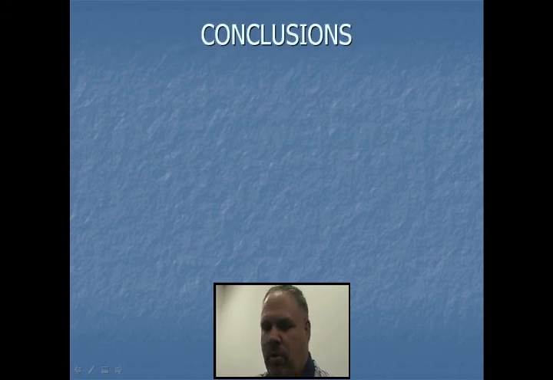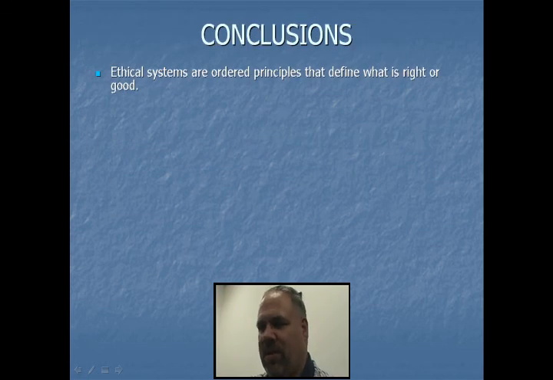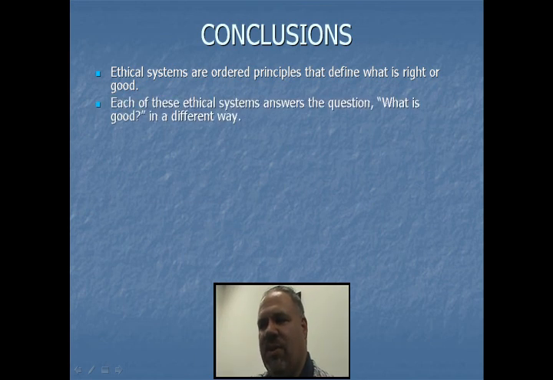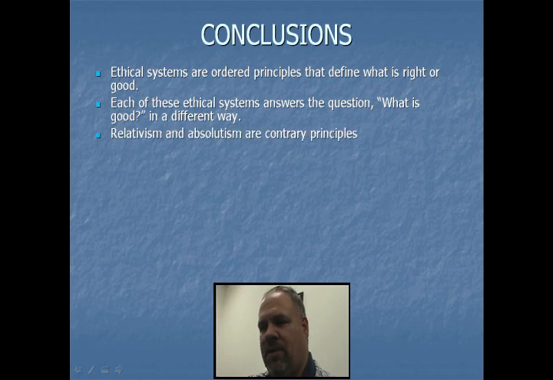So here are the conclusions. Ethical systems are ordered principles that define what is right or good. Each of these ethical systems answers the question, what is good, in a different way. Relativism and absolutism are contrary principles.